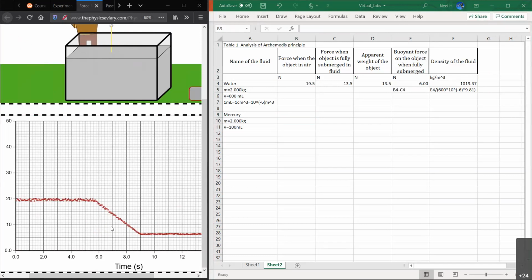Excel sheet is right here. Do you see my Excel sheet? I'm sharing both of them. All the calculations and all the equations you can see there. These are the observed values directly. Apparent weight is the same as the force when the object is fully submerged.